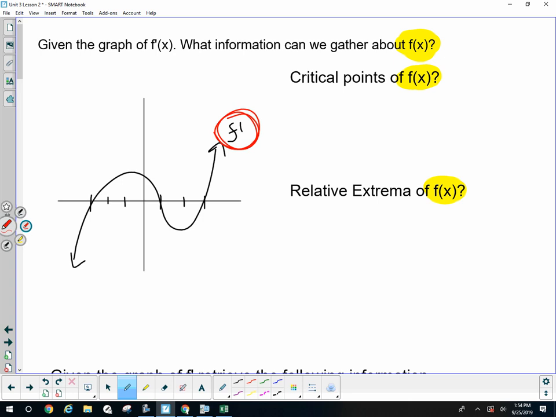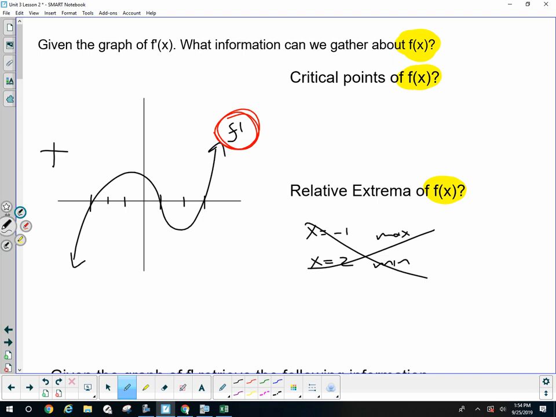Okay? So, when I ask students questions like this, right off the bat, I ask, what are the relative extrema of F? They're like, oh, there's a max at x equals -1 and a min at 2. No. You're not thinking about it the right way. The signs of F prime tell us the behavior of F. The value at -1 is positive. F prime at -1 is positive. F is increasing at -1.